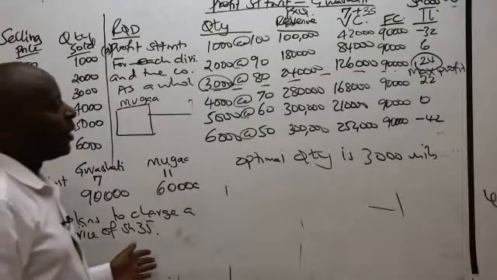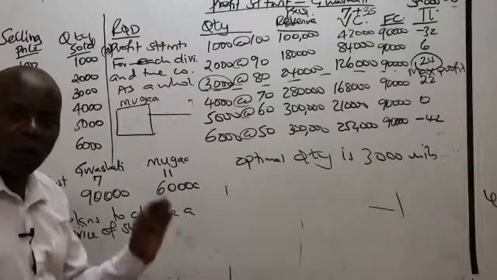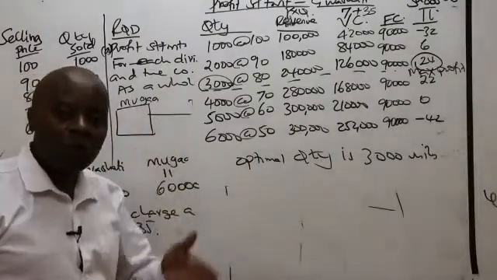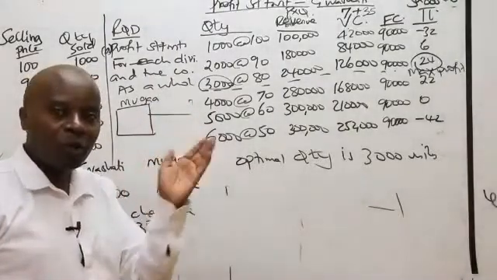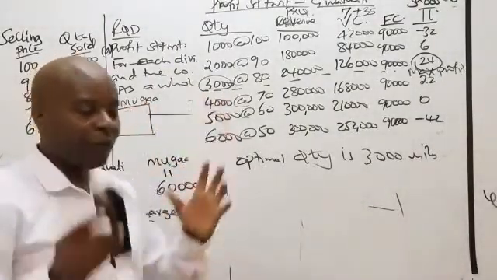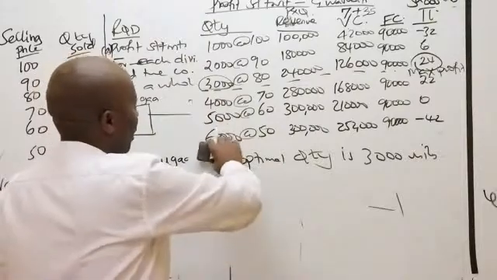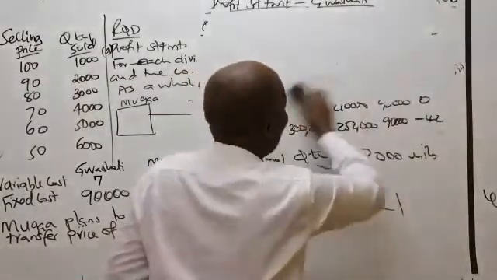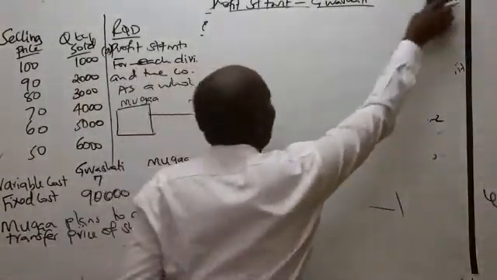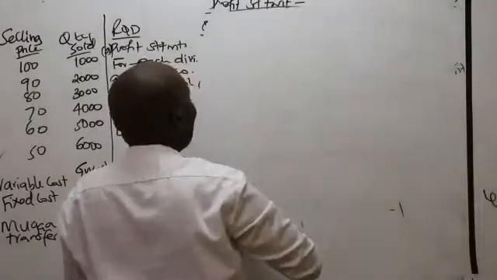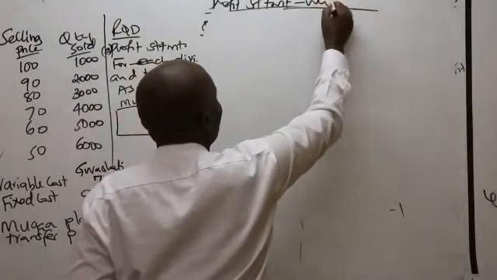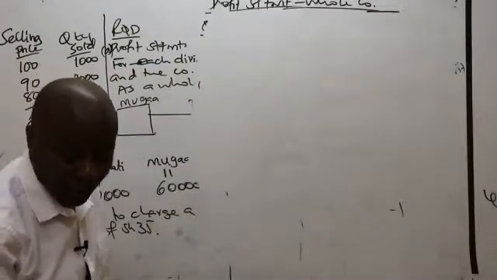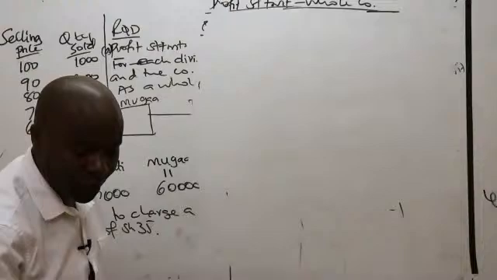Very good. Now, if you allow me, I'll go to the whole company. Remember, what you have done is to look for profits of individual divisions. Now I want to consolidate everything. So write there, profit statement, whole company. This is what you call consolidation. So we start with revenue.